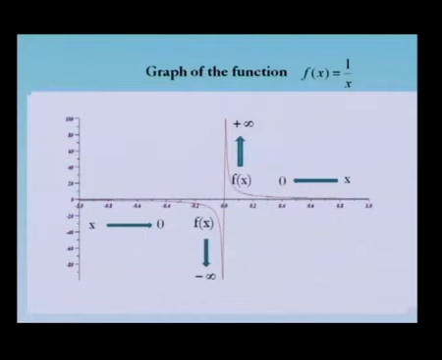Now consider the function f(x) equals 1 upon x. As you can see in the graph, when x tends to 0 from the left hand side, the function f(x) tends to minus infinity, and when x tends to 0 from the right hand side, f(x) tends to plus infinity. So in this case also f(x) has a jump when x crosses 0. So f(x) has no limit at the point x equals 0.